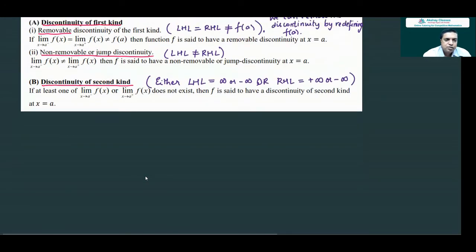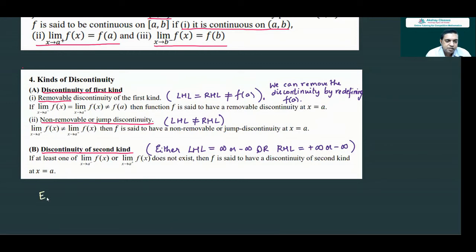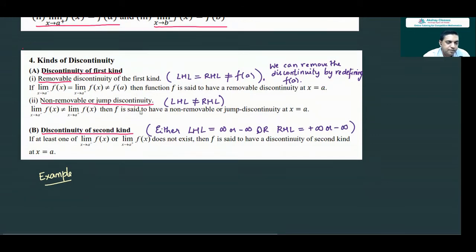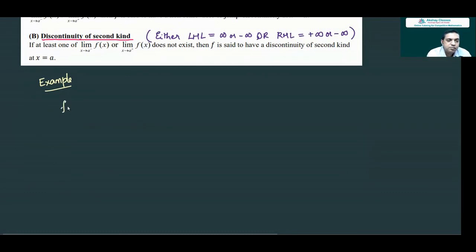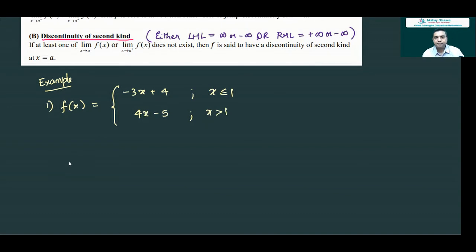So let's take one example and close for today. f(x) is minus 3x plus 4 for x less than or equal to 1, and it is 4x minus 5 for x greater than 1. Examine continuity at x equal to 1.